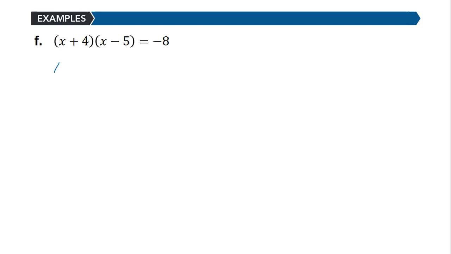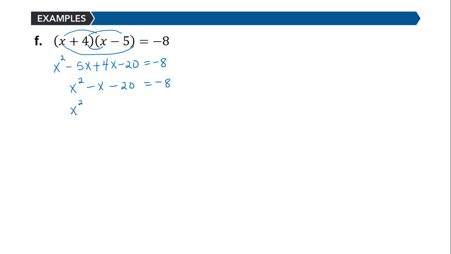Multiplying on the left, I get x squared minus 5x plus 4x minus 20 is equal to negative 8. Right, so that was just first, outer, inner, and last. Combining like terms on the left, I get x squared minus x minus 20 is equal to negative 8. And then now I can set this equal to 0 by adding 8 to each side. And negative 20 plus 8 is negative 12, and that is equal to 0.